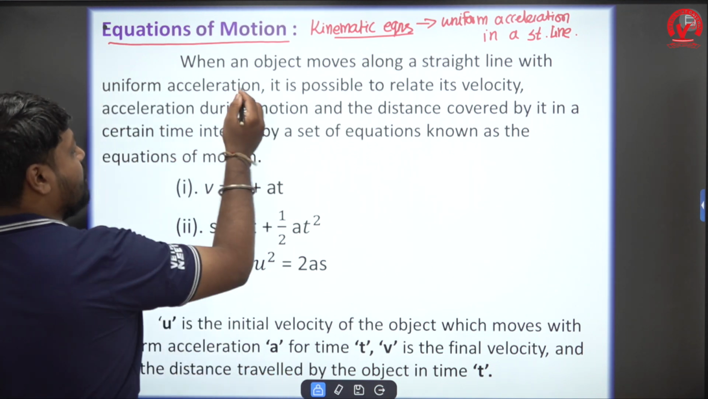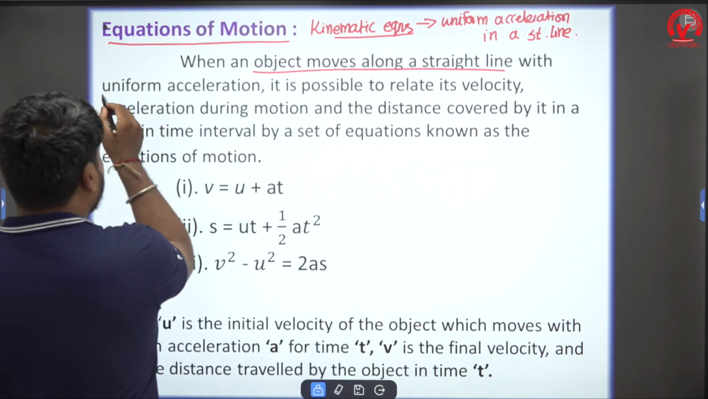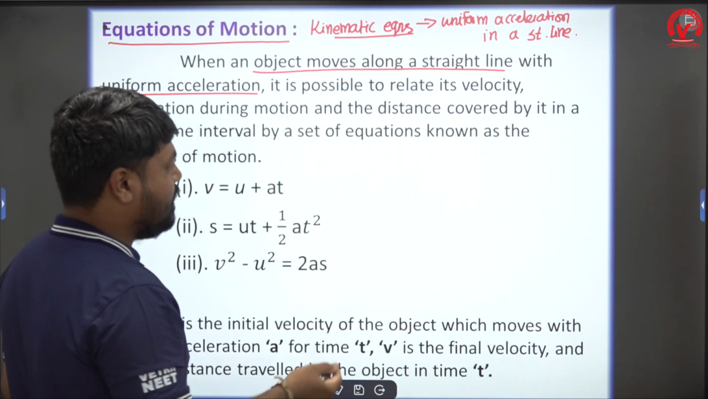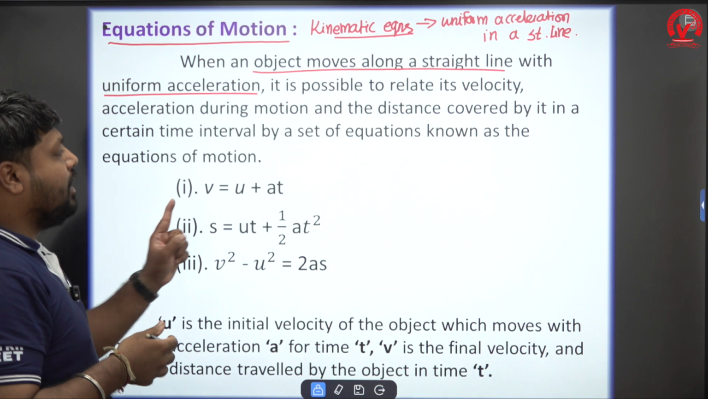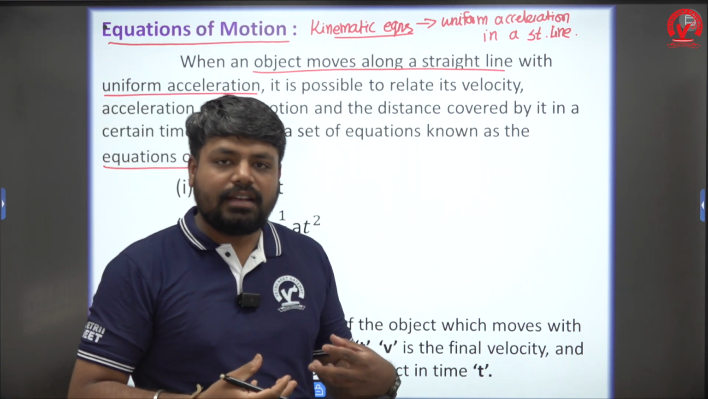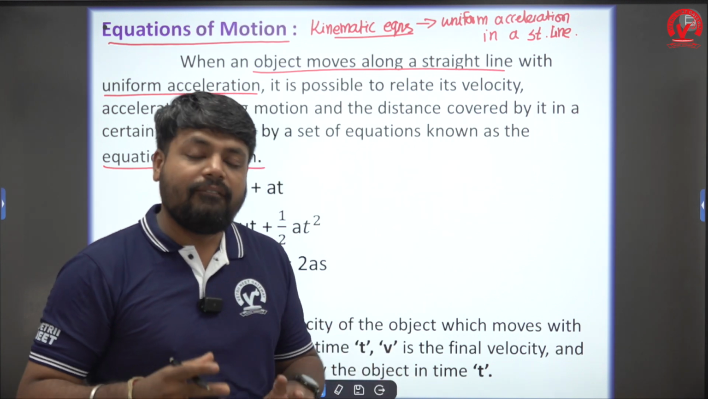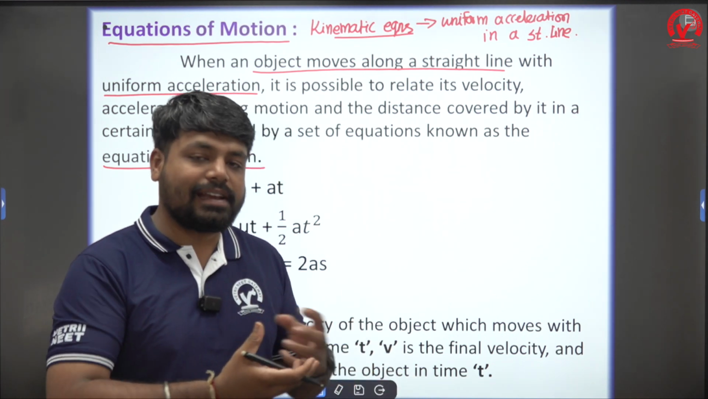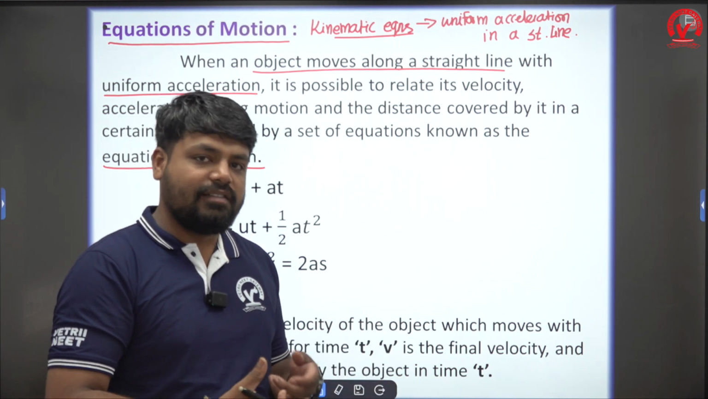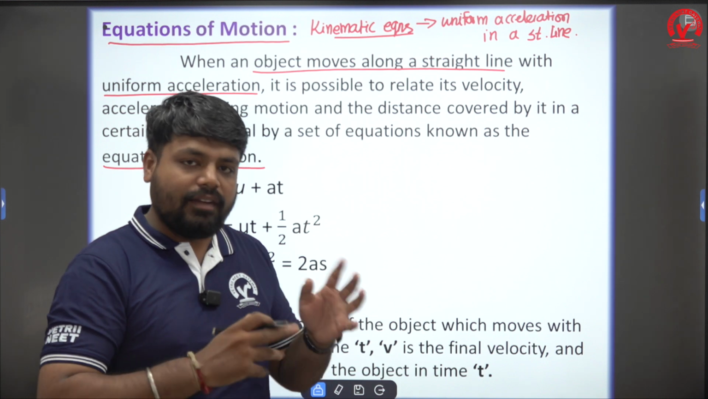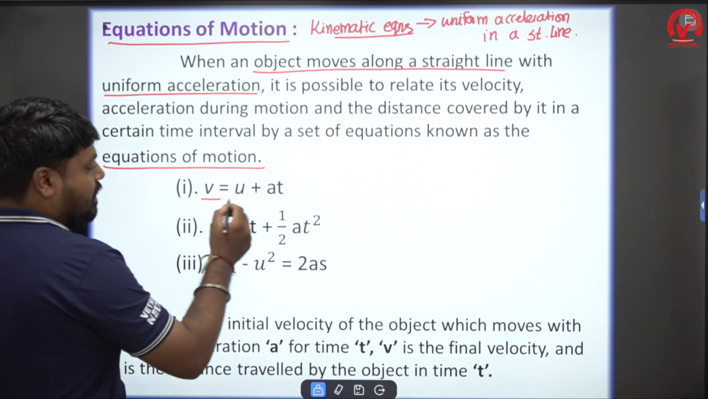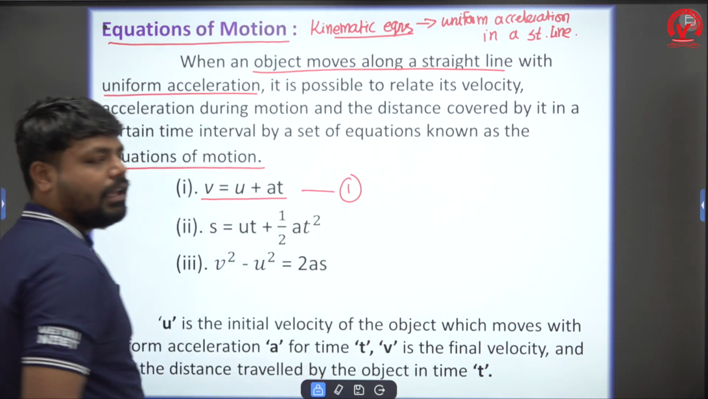So understand this. When an object moves along a straight line with uniform acceleration, it is possible to relate its velocity, acceleration during the motion and the distance covered by it in a certain time interval by a set of equations known as equations of motion. When a body is in uniform motion in a straight line, we can relate the velocities, time, displacement, initial velocity, etc. What is the relation between them? v = u + at. This is the very first kinematic equation.